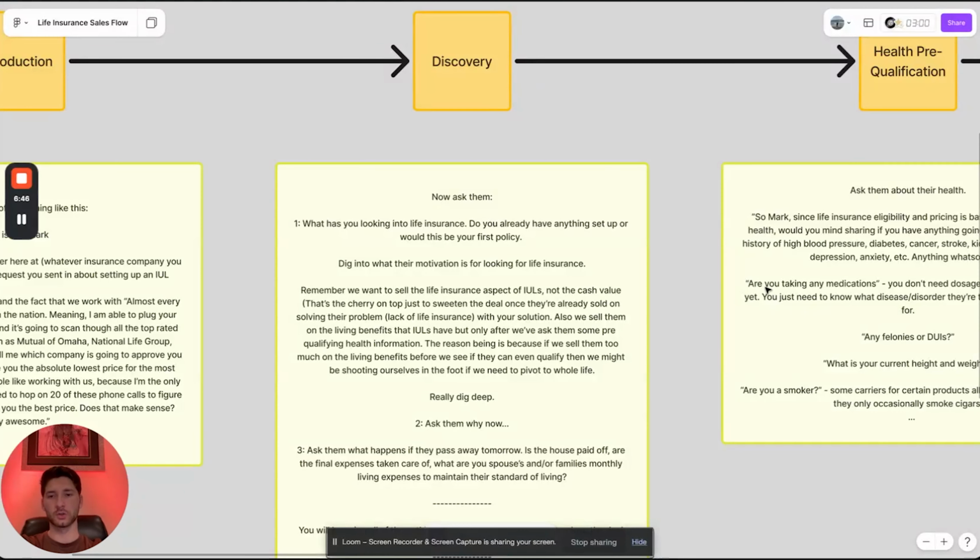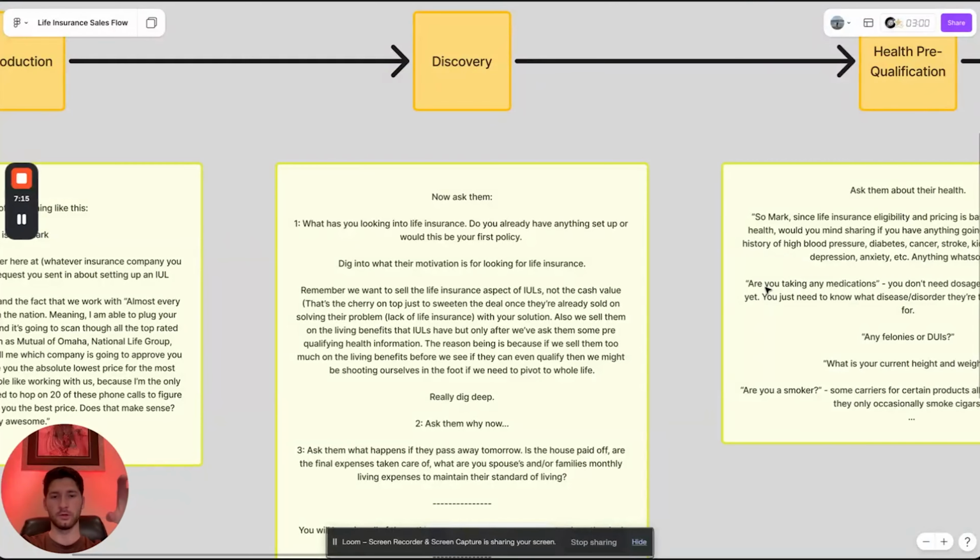And then also with these IULs and some fully underwritten whole life policies, we sell them on the living benefits, right? That IULs have. And like I said, those fully underwritten whole lives, but only after we ask them some pre-qualifying health information. Because the reason being is if we just sell them on too much of the living benefits, which are really incredible, the living benefits are amazing, before we know if they can even qualify, we might be shooting ourselves in the foot when we need to pivot to whole life, right?